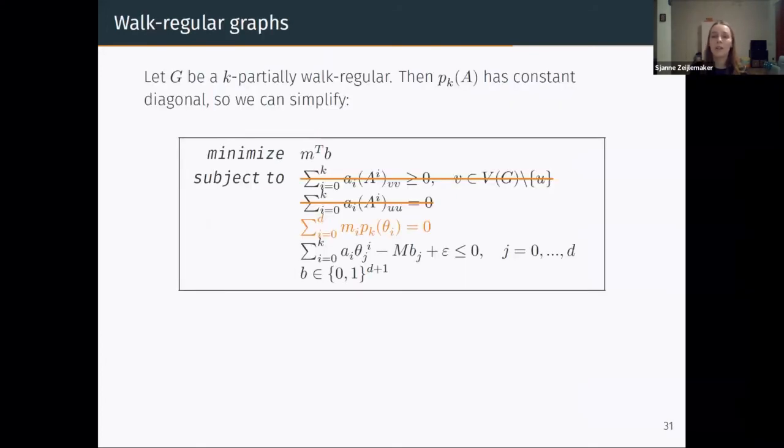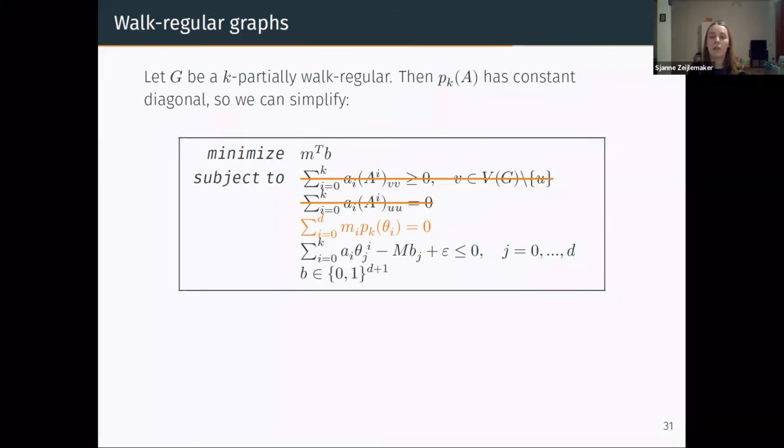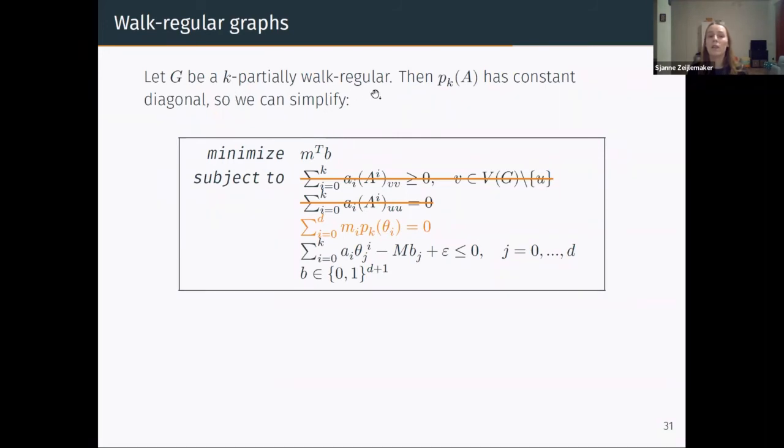And actually, if we add an extra assumption, we can also bring down this running time considerably. So if we assume k-partial walk regularity, so basically for any number smaller than k, a vertex is always contained in the same number of closed walks, then we have a constant diagonal of p(A). So basically what this means is that these two conditions can now be summarized by just setting this diagonal to 0. And we only have to solve one mixed integer program now. And this condition is the same condition as this ratio type bound. So we're now working in the same setting.